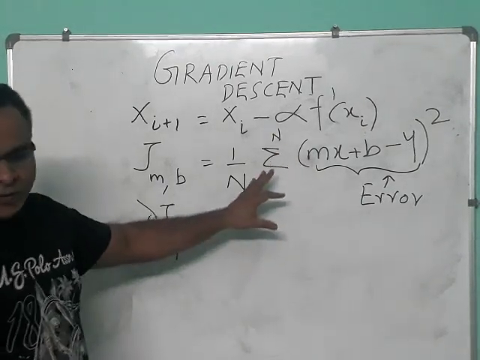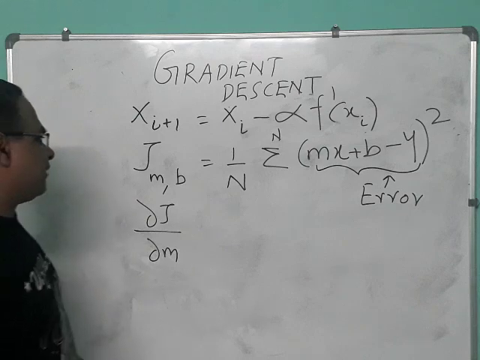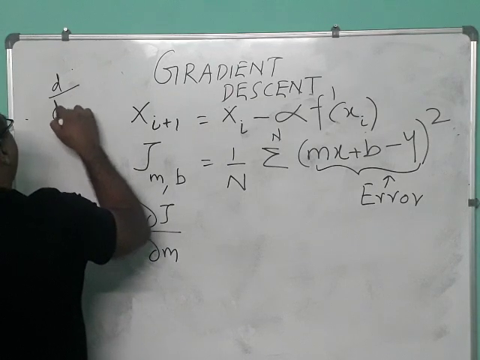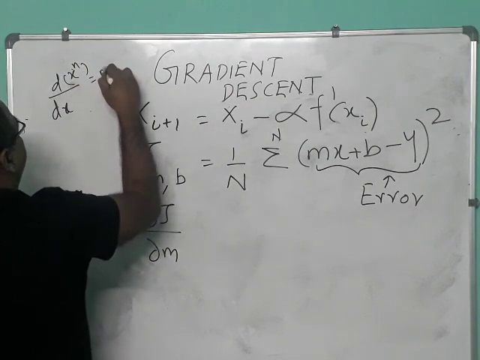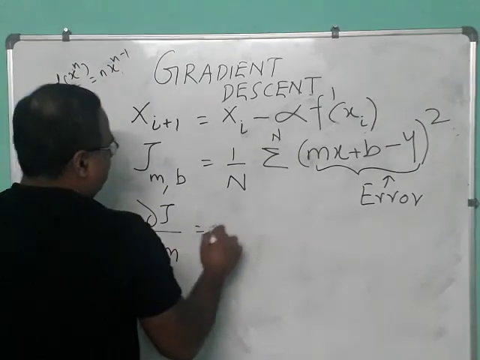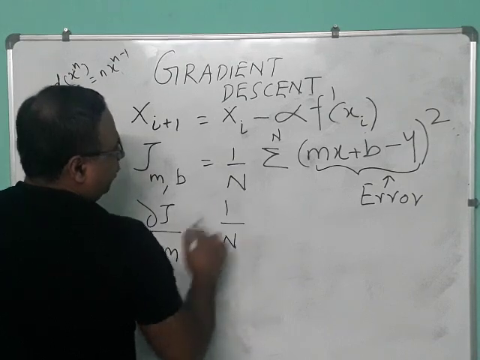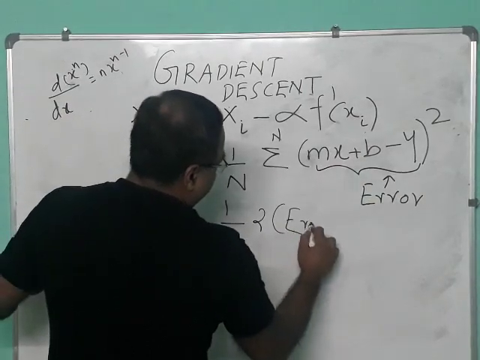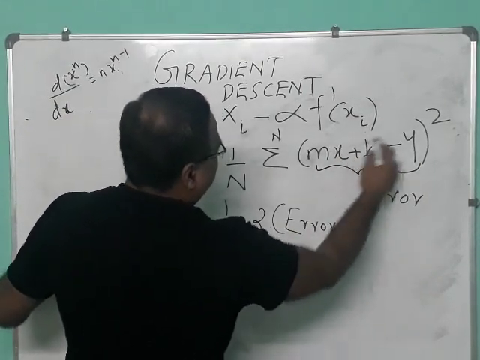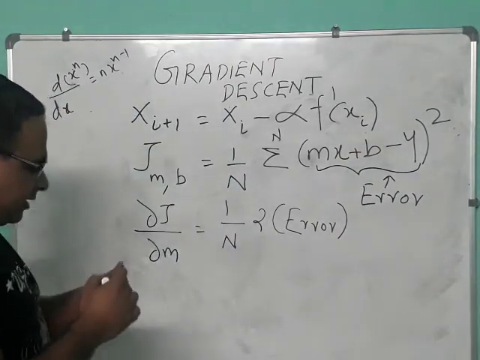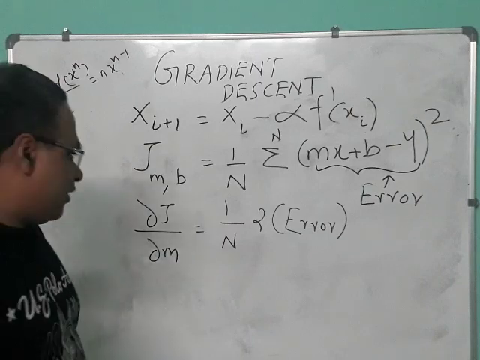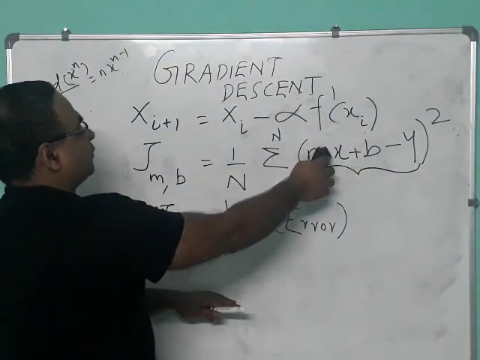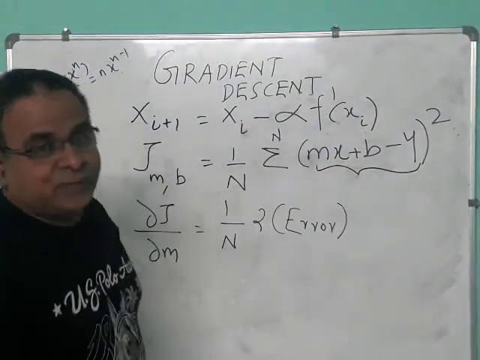Then the derivative, again using the rule: d by dx of x raised to n is equal to n x raised to n minus 1. So it would be 1 by n, this is a constant, then 2 into error. I am taking this term as 2 into error because this is predicted minus actual. 2 into error, n x raised to n minus 1, 2 minus 1, it is error only. Then we need to consider that we are differentiating with respect to m. Here x becomes a constant.